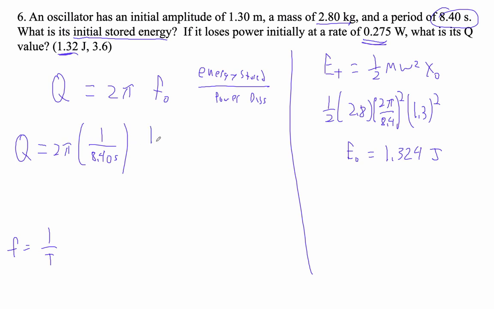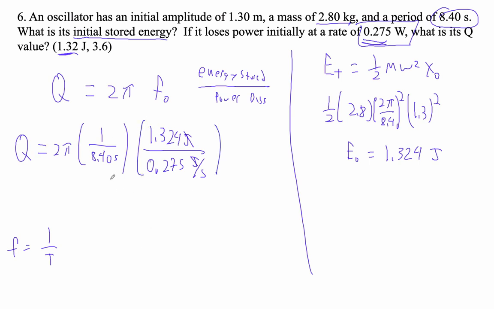Energy stored is 1.324 joules. And it's dissipating energy at a rate of 0.275, and that's joules per second. Remember, a watt is a joule per second, right? So notice the units on this, joules cancel, right? And we've got 1 over seconds. It's going to be canceled by 1 over seconds, which works out, right? The Q shouldn't have any units.